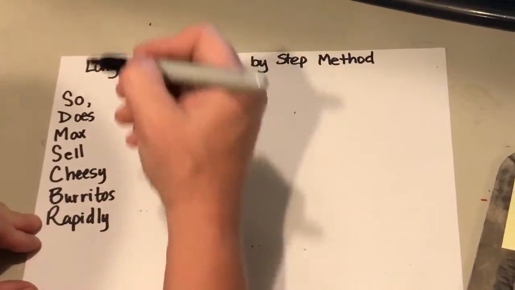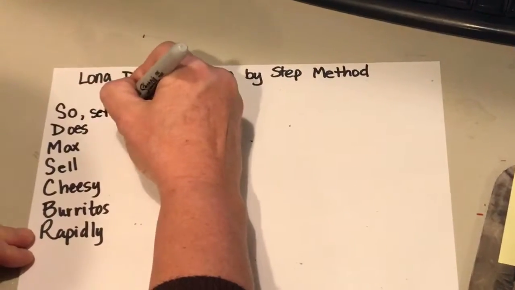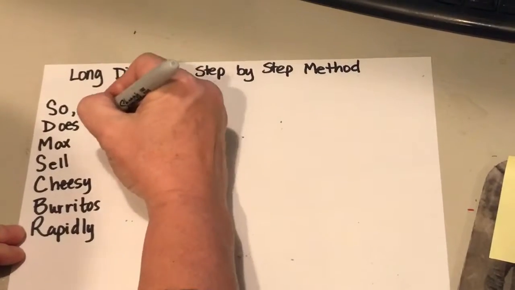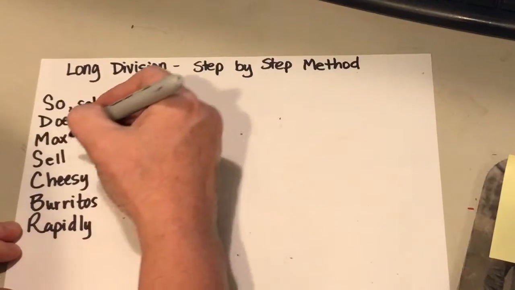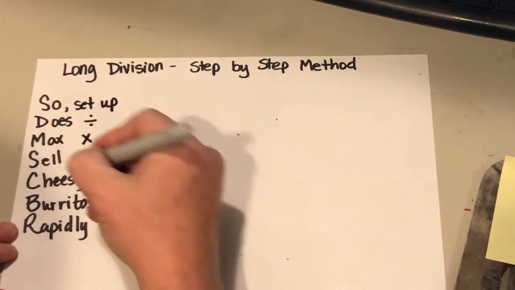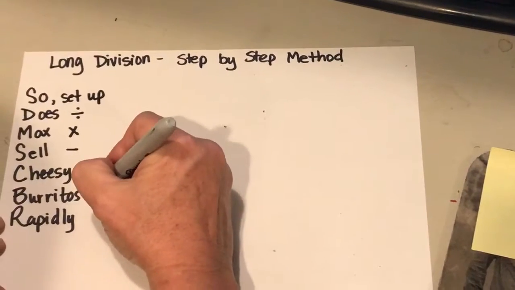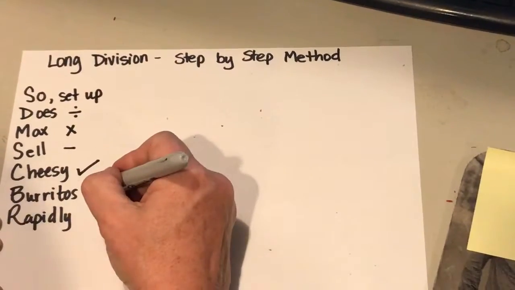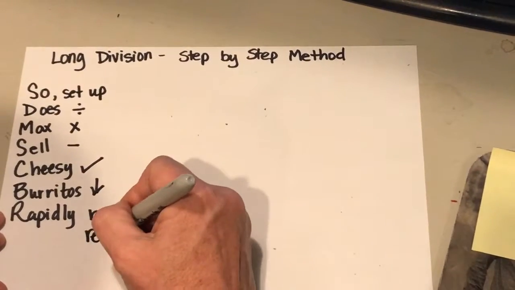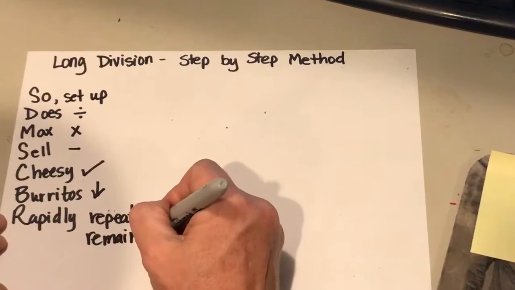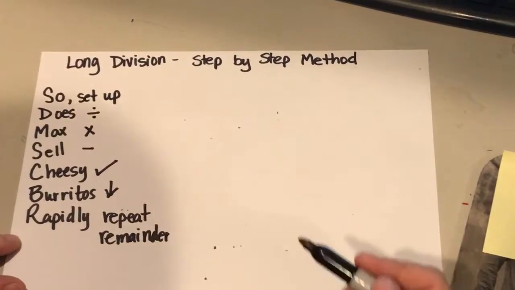Our first one, So, helps us to remember that the first thing we do is our setup. I'll explain that in a minute. Then we divide. Then we multiply. Our S stands for subtract. Cheesy reminds us that after we subtract, we check. After we check, we bring down. And after we bring down, we either repeat or we have our remainder. So the first letter reminds us of the step that we do. It gives us that little hint.